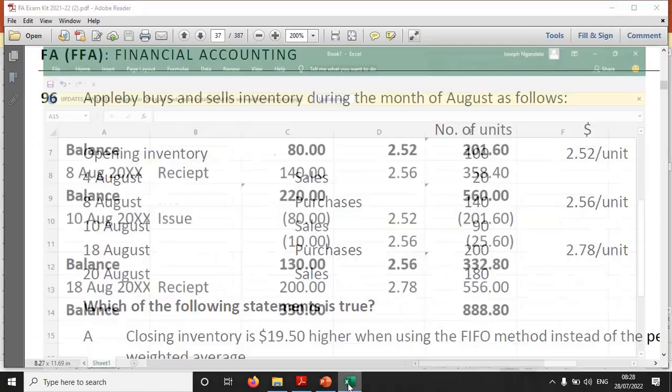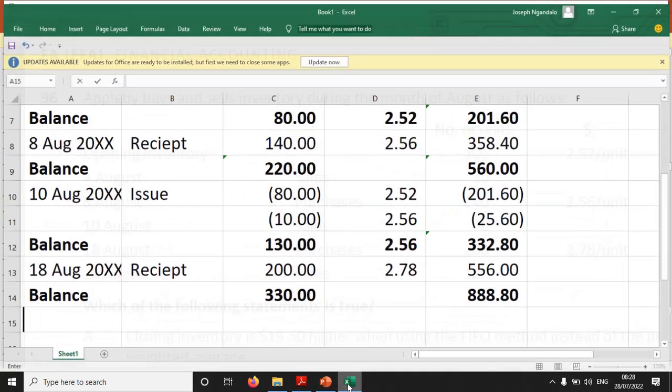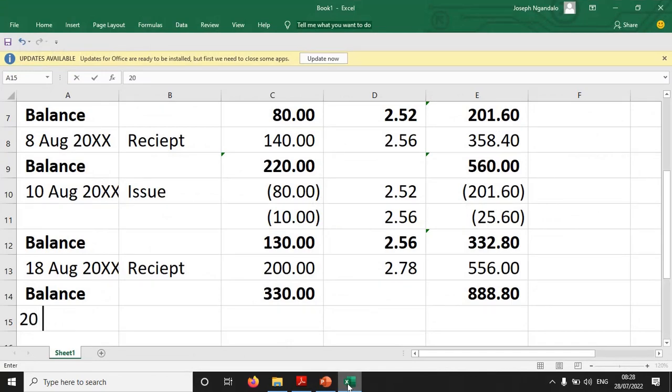An issue of 180, right? When was that date, by the way? It was 20th of August 20XX. Interesting issue. 180. So how are we going to allocate? Who can try? How are we going to allocate the 180?